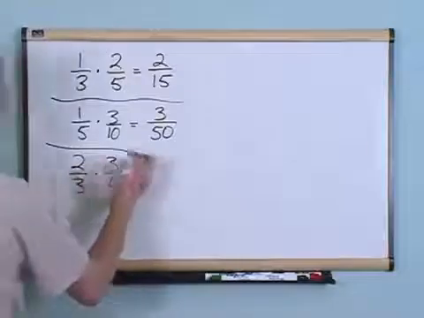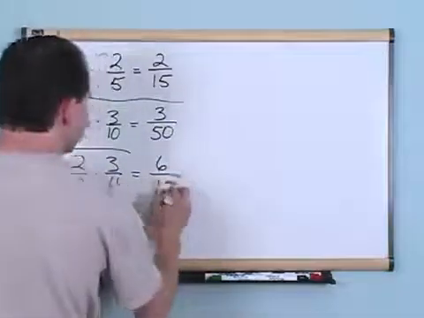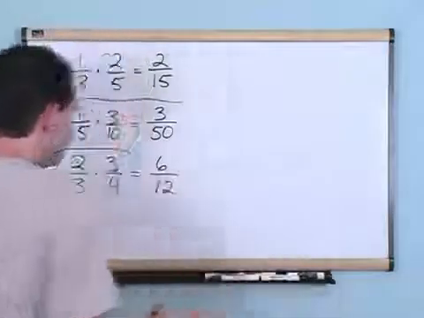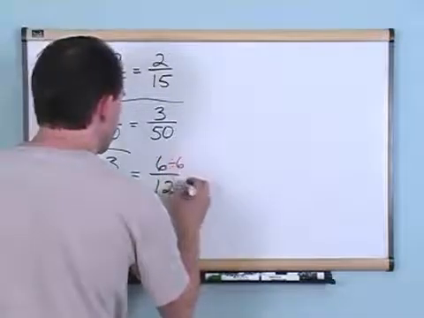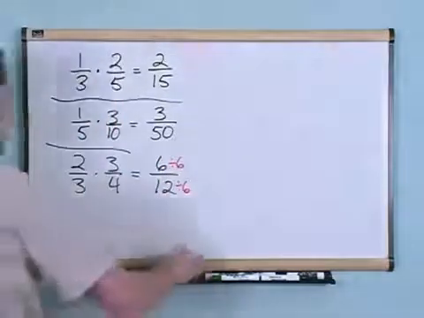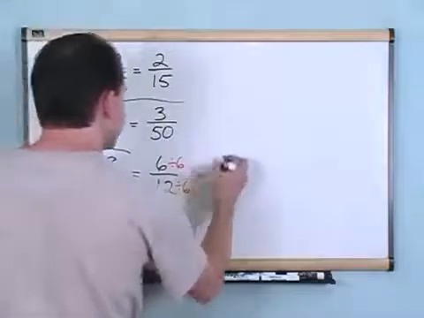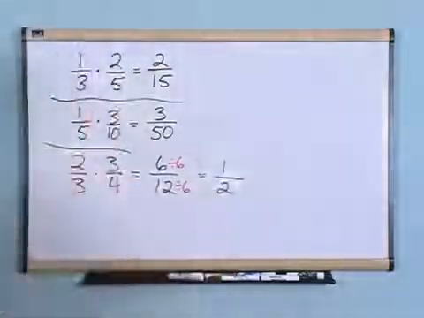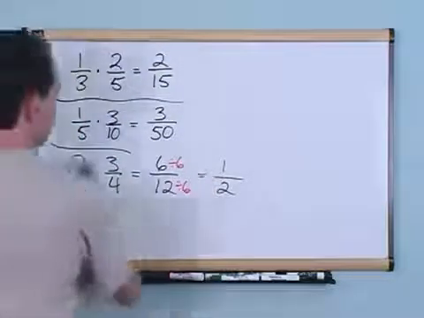Multiply the top. 2 times 3 gives you 6. Multiply the bottom. 3 times 4 gives you 12. Always check and see if you can simplify the fraction. In this case, you can, because you can divide the top by 6 and the bottom by 6. As long as you're doing the same thing to the top and the bottom, you're okay. 6 divided by 6 would give you 1, and 12 divided by 6 would give you 2. So the final answer here would be 1/2. Okay? 1/2.